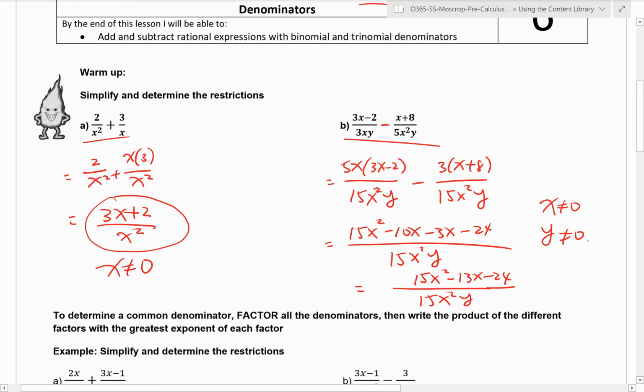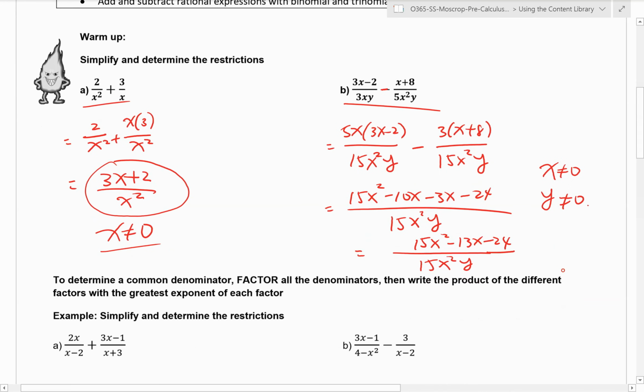Real restrictions. It will be x cannot equal 0 for part A, and x cannot equal 0 and y cannot equal 0 for part B. Okay, so these two are for monomial denominators, so one single term.